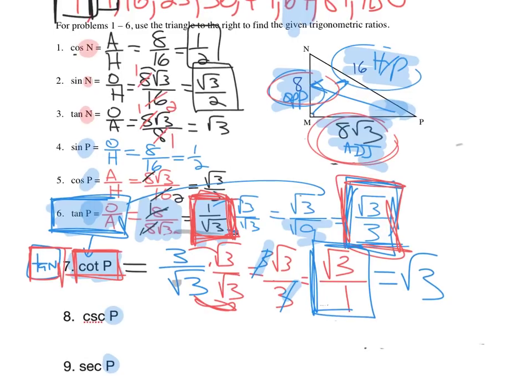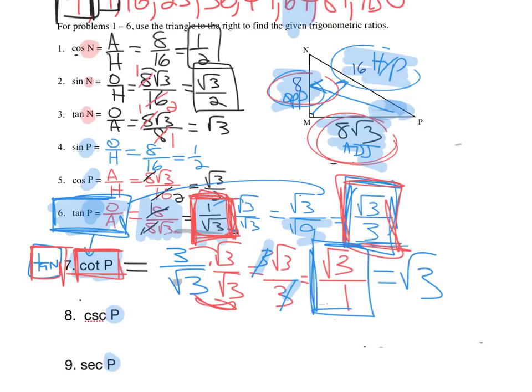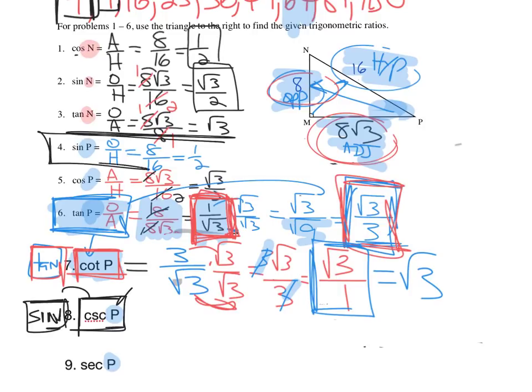For number 8, we have the cosecant of P. Cosecant begins with a C, so its reciprocal is going to be with an S. So what I'm going to do is find the sine of angle P. Remember, we're using angle P. Here, the sine of angle P was 1/2. So I'm going to take the reciprocal of 1/2. I'm going to flip 1 over 2 to get 2 over 1. So here, the cosecant of P is the number 2. That's your answer. So remember, the reciprocal of cosecant is sine.